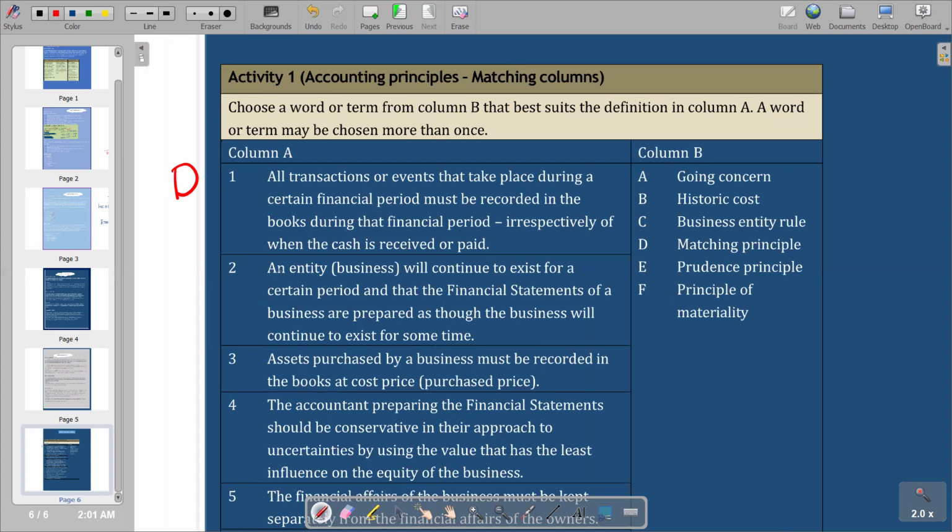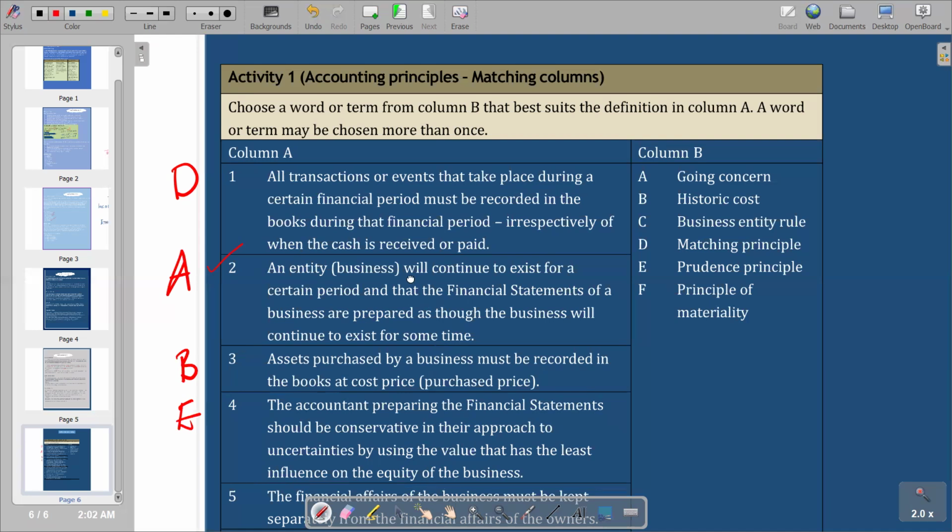The second part, number 2, says an entity, that is a business, will continue to exist for some time. We have explained this as the going concern, and we have it at A. When you go to 3, assets purchased by a business must be recorded in the books at historical cost. So we have B. Go to 4, the accountant preparing financial statements must be conservative in their approach to uncertainties by using the value that has the least influence on the equity of the business. We've explained it to be the prudence principle, and we have it on E.